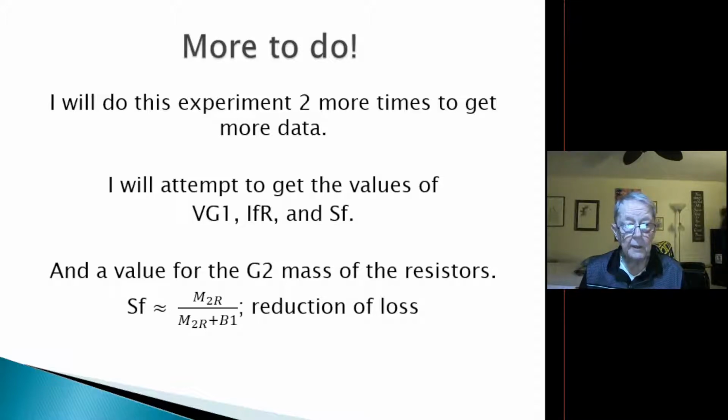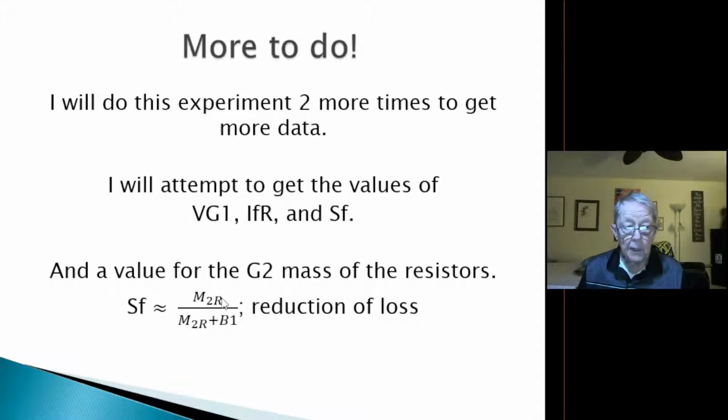I need more data. I have equations for VG1 IFR, and I got at least a proportionality statement, this thing down here, for the speed factor. And the question is, can I look at the measured data? And can I do anything with the measured data and get a better handle on what these numbers really are? So only time will tell. I haven't done all the analysis. And I may even get a better handle on the value of G2 mass.